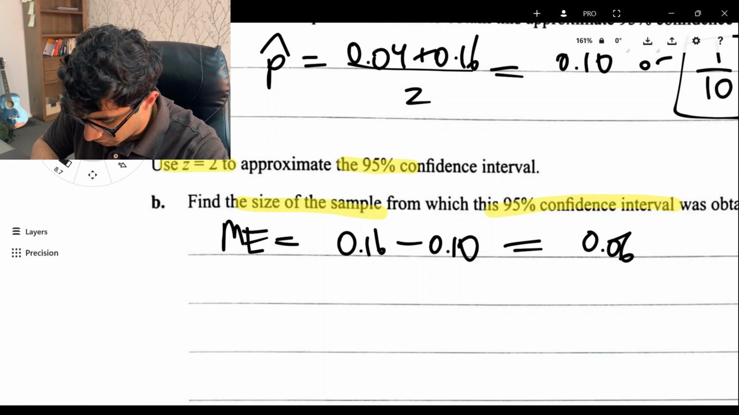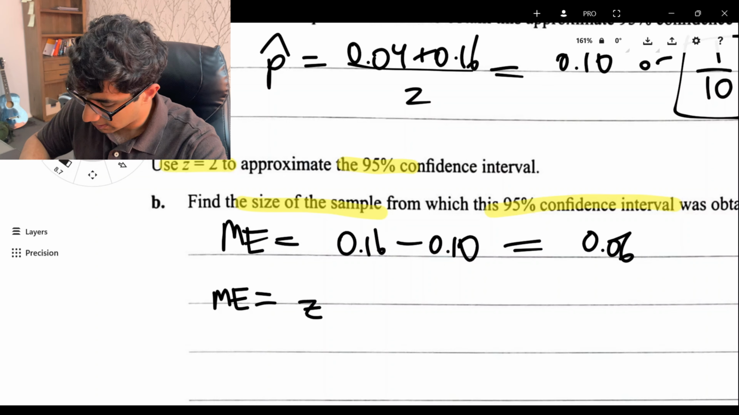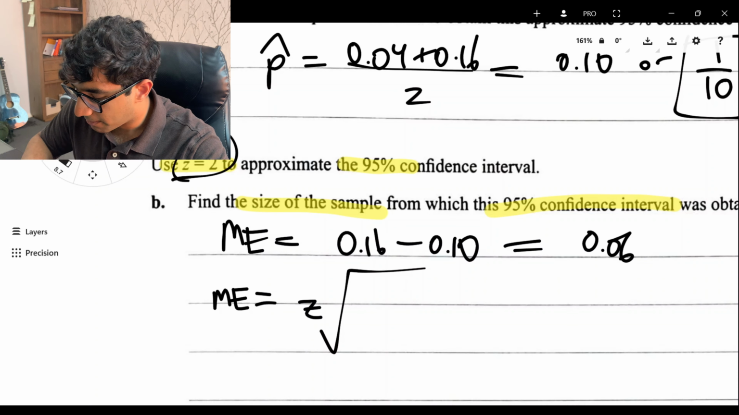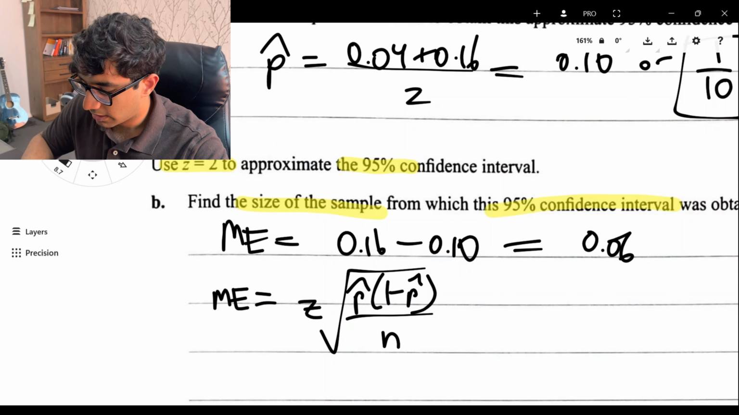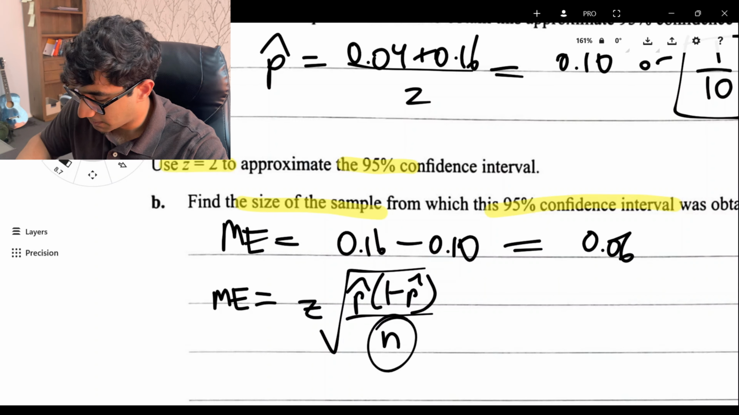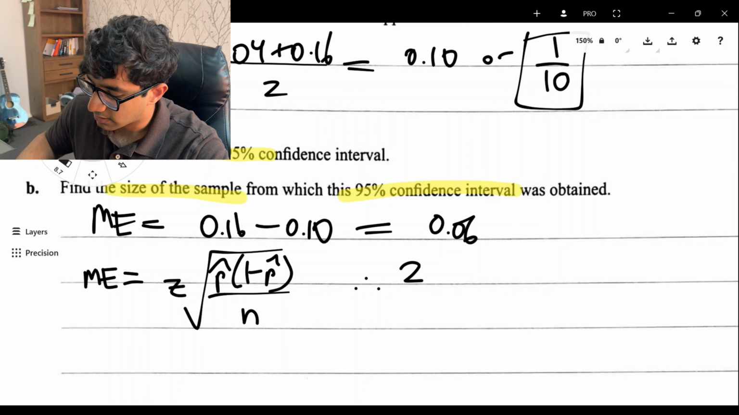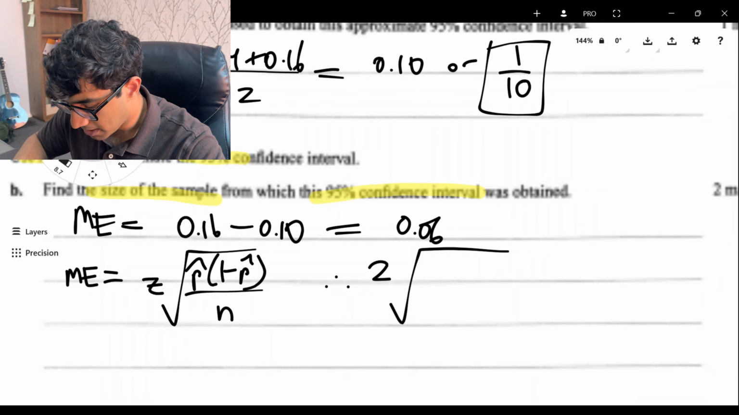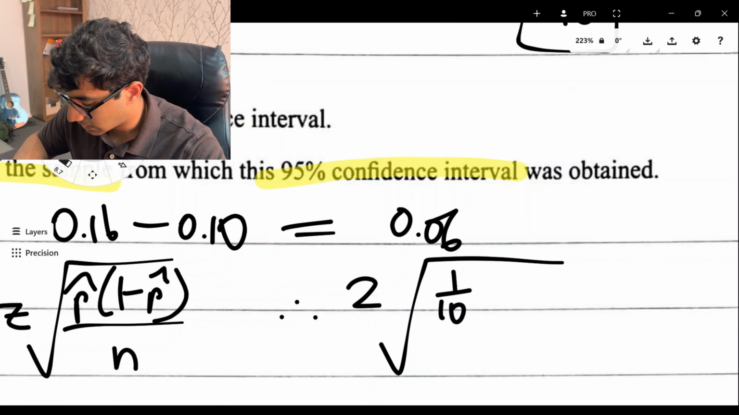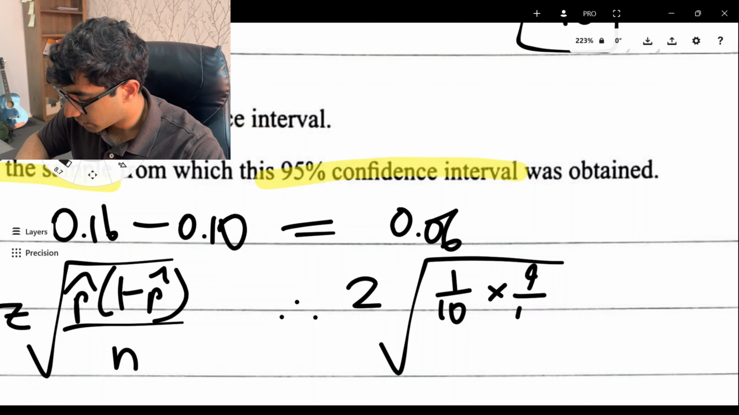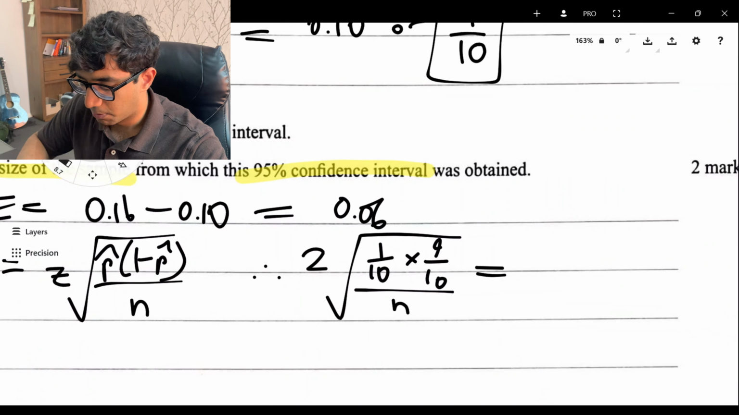So yeah, like I said, I'm going to sub that into the formula. The formula for margin of error, hopefully you guys remember, is equal to the z value, which they've given to us, thankfully, times the square root of p hat times 1 minus p hat, divided by n, okay? Now, n is the thing that we're solving for, so keep that in mind. Anyways, we have the value of z, which is 2, so we approximated that, times p hat, which is 1 over 10. This is where I say that using a fraction is easier than using the decimal, times 9 over 10, divided by n. Okay, so far so good, which is going to equal 0.06.